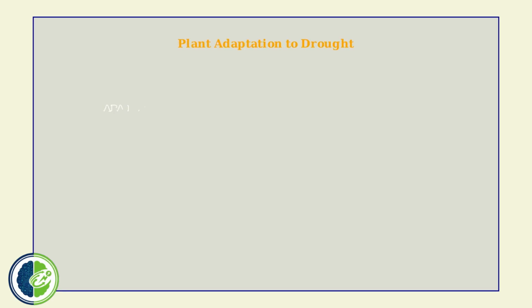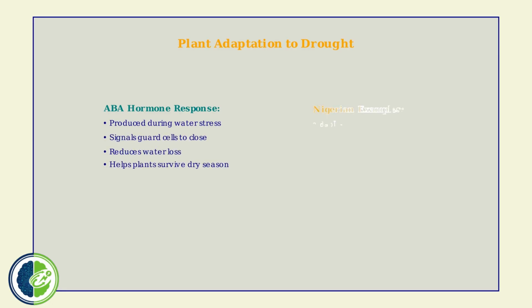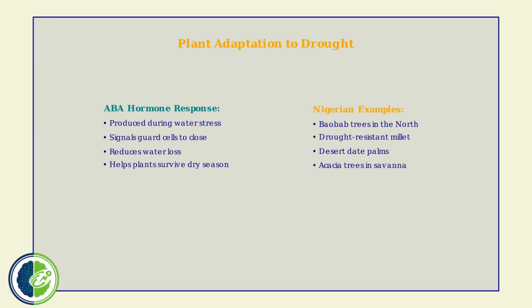Here's something really interesting that connects to our Nigerian climate. During the dry season, plants face a big challenge. They need to conserve water, but still breathe. Plants produce a hormone called ABA, or abscisic acid, that helps guard cells close stomata when water is scarce. This is why some plants survive the harmattan season better than others.